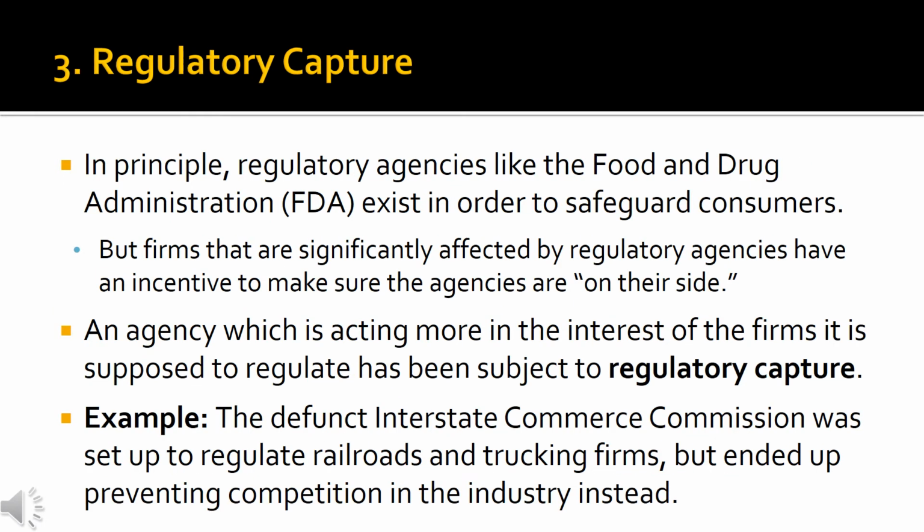Is regulatory capture. So in principle, we have these regulatory agencies that are the watchdogs for consumers, and they're there to help make voters better off. So like the FDA, their job is to safeguard consumers from low-quality pharmaceuticals. But there's a problem. Firms that are significantly affected by these regulatory agencies have an incentive to make sure these agencies are on their side, that the regulations aren't going to be too onerous for them and too difficult for them to comply with.